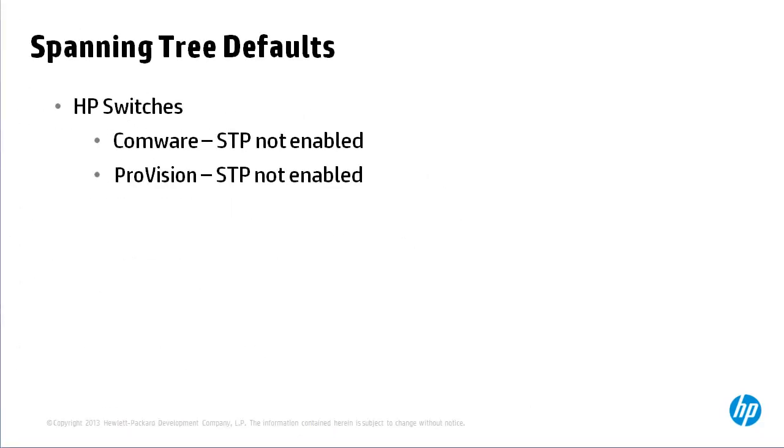An important default to be aware of is that on HP switches running either the Comware operating system or the ProVision operating system, spanning tree is not enabled. So by default, be careful when plugging in cables between HP switches. Spanning tree is not enabled by default. So if there are multiple paths in a switched network, a broadcast storm could occur. On Cisco switches, by default, spanning tree is enabled, but on HP switches, be aware spanning tree is not enabled by default. So you may want to enable spanning tree before connecting redundant links.